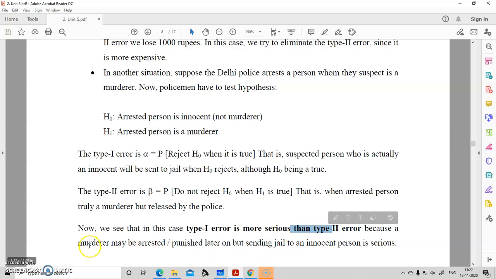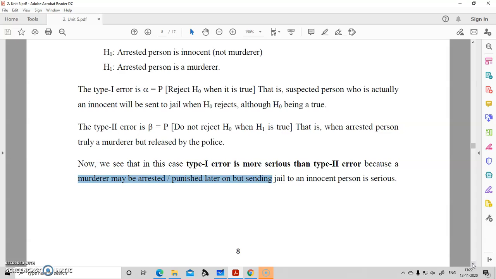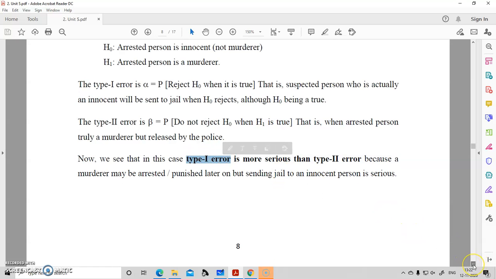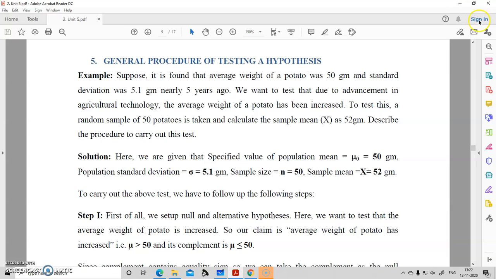That is because a murderer may be arrested and punished later on. But when you punish an innocent person, you cannot take the punishment back, right? So if the person has committed murder and you released him, later on he can still be punished. Therefore, type 1 error should be minimized. Alpha error should be minimized in this case.